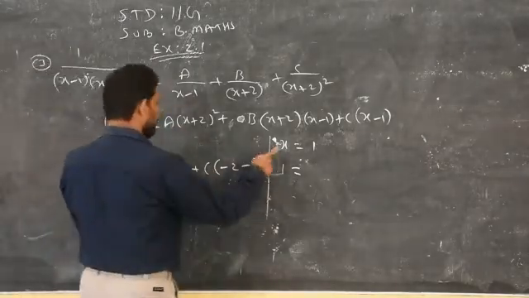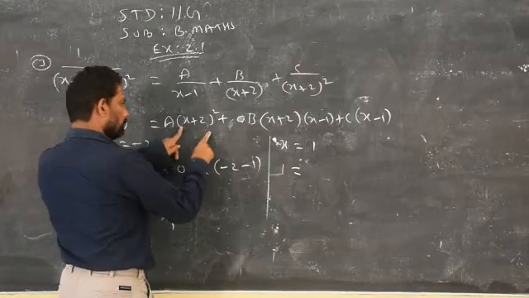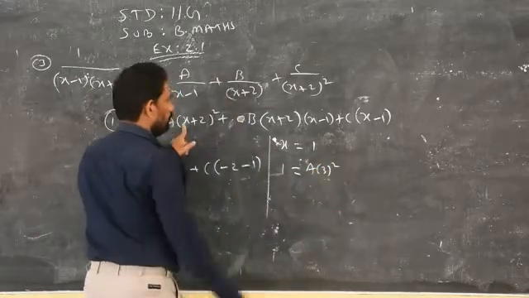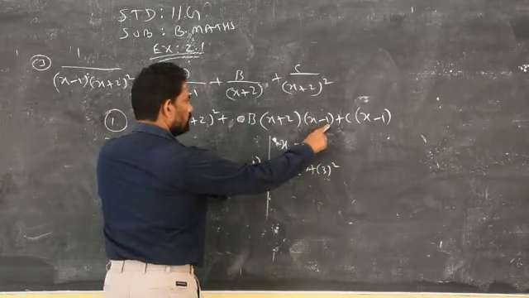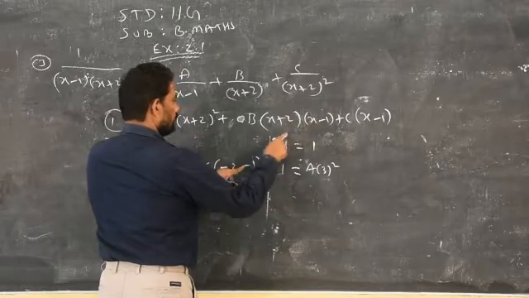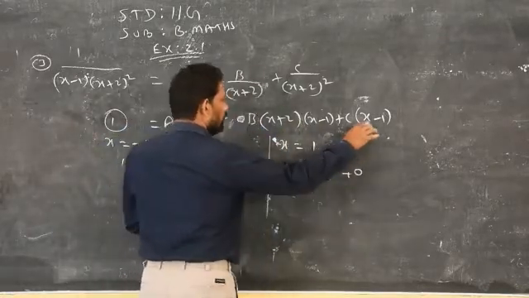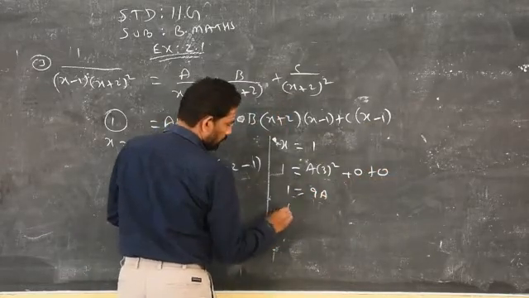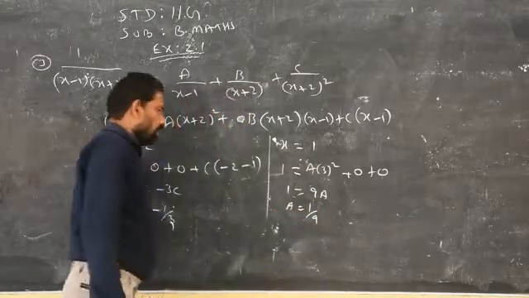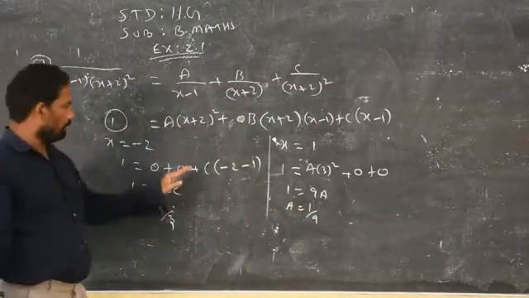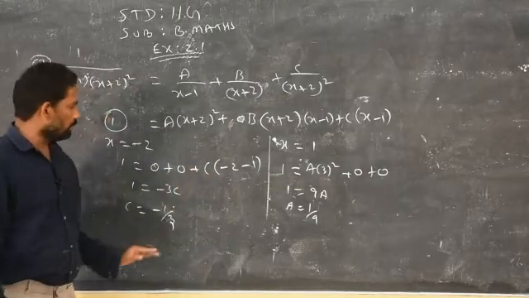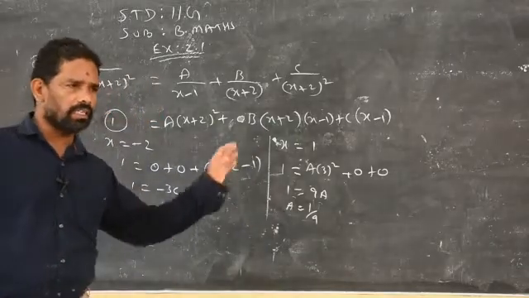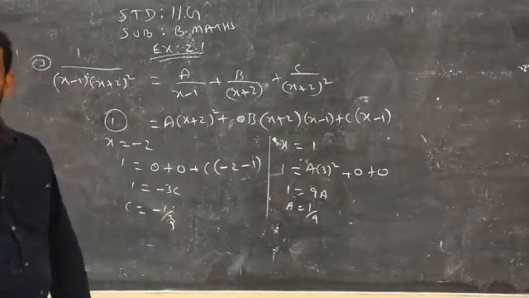So 1 is equal to replacing x by 1. This will not be 0 because 1 plus 2 is 3. A of 3 square. If I replace 1, 1 minus 1 is 0. 0 into these two factors is also 0. So I will get 9a is equal to 1. Therefore, a is equal to 1 by 9. So if you replace x, you get the terms as 0 only for x equal to minus 2 and x equal to 1. If you replace x by any other number, getting zeros like this is not possible.